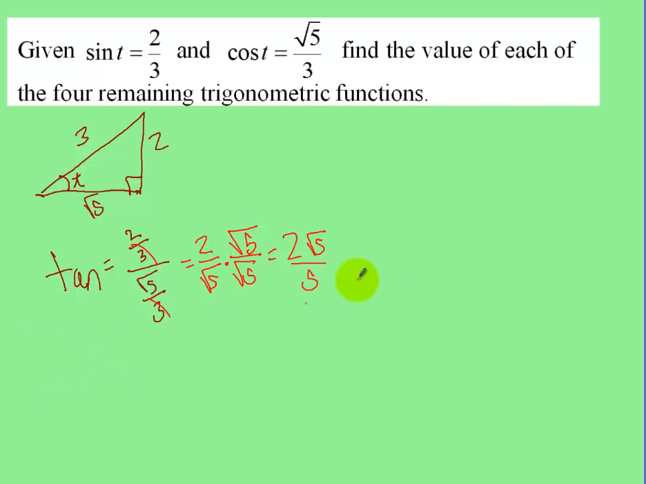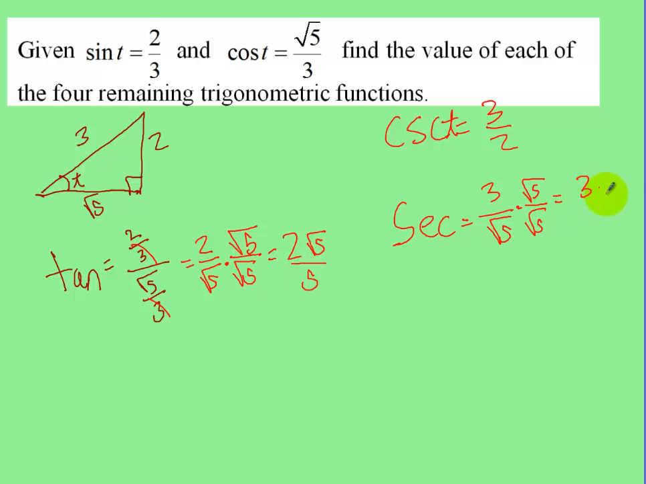Now let's try the next one. Let's go cosecant. This is the same thing as 1 over sine, so cosecant of t is going to be the reciprocal, so 3/2. Secant is going to be the reciprocal of cosine, so it would be 3 over radical 5. Again, I don't like radical 5's in the bottom, so it's going to be 3 radical 5 over 5. Now we've got to go to cotangent. So it's going to be flip tangent around. It's just going to be radical 5 over 2, because that's what we originally had. So there you go for those.